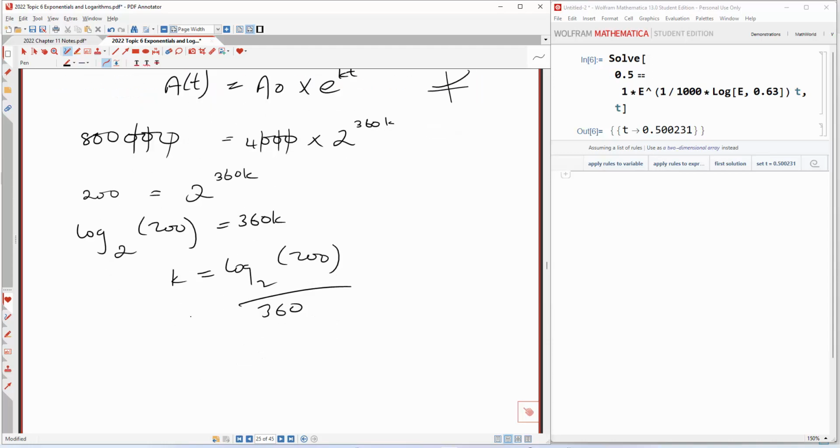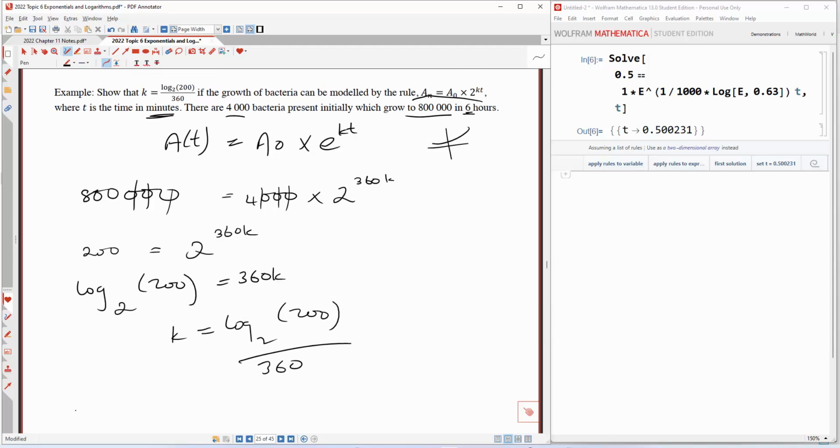Right, and then the rule, they don't want us to use it, but the rule A n equals, what is it, 4,000 times 2 to the, and our k value, we know that now, is this value here, log 200 over 360 times t. Okay, and again, just make sure that it's very clear that this is to the power of.